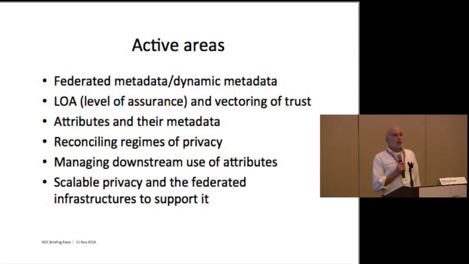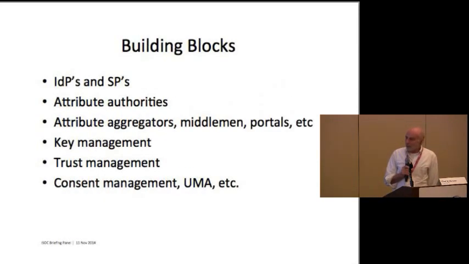Next topic. What do we build out of? We have our major acronyms, our identity providers and service providers. We have the attribute authorities who might be authoritative on attributes like citizenship, over legal age, member of a certain community, etc. We have lots of aggregators in all of this stuff, middlemen, portals, etc. And they make things very tricky.